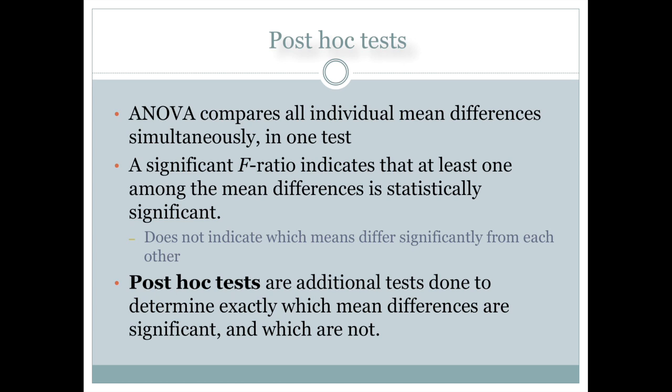And you usually just put that at the end of your research or results section. Again, ANOVA compares all individual mean differences simultaneously in one test. And because it's doing it all at one time, it doesn't really tell you which one of the samples is different or statistically significantly different from the others. So you have to run a post-hoc test. And I have another video that shows you how to run a post-hoc test to determine which of the mean differences is the one that is statistically significantly different and which ones are not different.